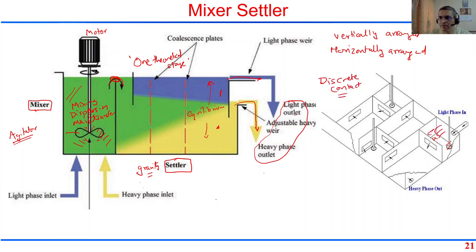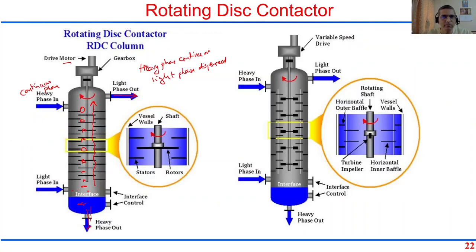I have contact here, then separation. I have contact here, then separation. I have contact here, then separation. The contact is not continuously taking place throughout the whole of the equipment. Whereas in a rotating disc contactor, it is a continuous contact between the heavy phase and the dispersed phase.